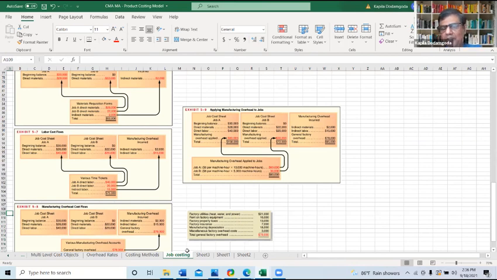So 8 to 11 will be the financial modeling, and 11:30 to 2:30 will be the management accounting, the normal time slot. All right.